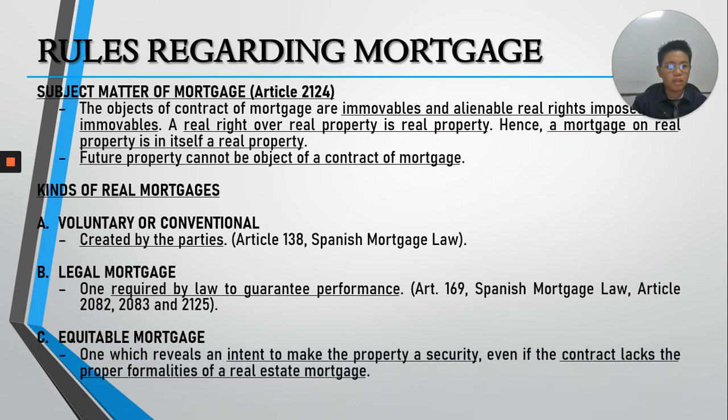What else? Equitable mortgage, which we have already studied when we studied yung conventional redemption in chapter 7 ng sale. So, here, there is an intention to make the property as a security, even if the contract lacks proper formalities of a real estate mortgage. So, this is a loan disguised as a sale. So, yun yung mga equitable mortgage. They did not follow the formalities of a real estate mortgage.